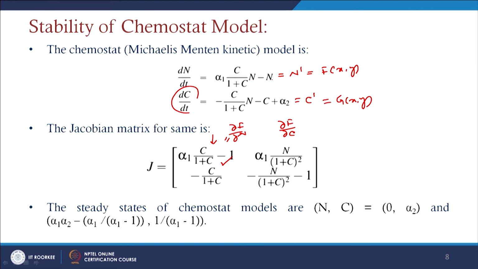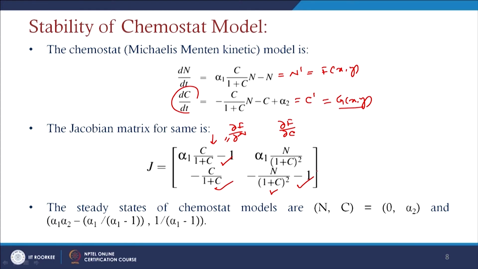And with respect to c, if you differentiate this, this factor goes to 0, and you find alpha 1 n by 1 plus c whole square. If you differentiate the g term with respect to n, you find minus c by 1 plus c here. And if you differentiate the g term with respect to c here, you find as the first term minus n by 1 plus c whole square, and minus c will give you minus 1 here.